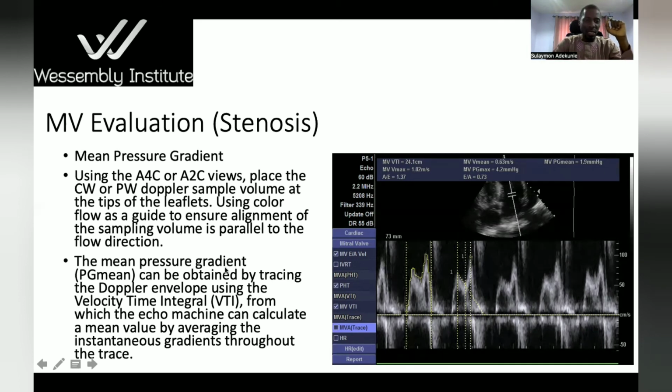The mean pressure gradient can be obtained by tracing the Doppler envelope using the VTI, from which the echo machine can calculate a mean value by averaging. All of this we are already familiar with.